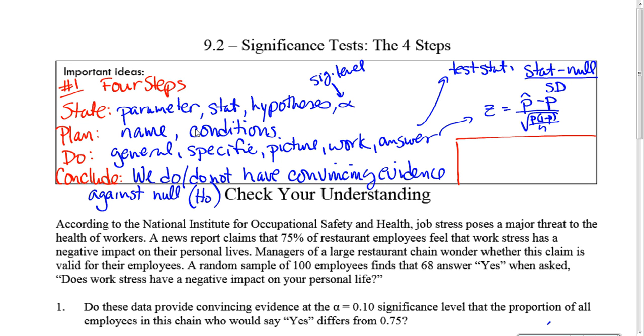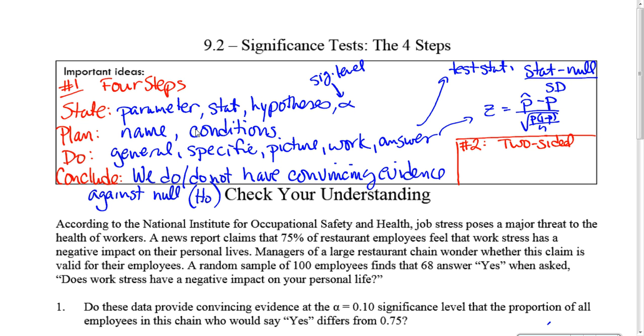Last little thing over here, which we're going to actually do down here in the check for your understanding. Big idea number 2. If it's a 2-sided setup, so you're saying that we don't care if it's less than or greater than. So far we've only done like we're testing that p is less than or p is greater than. Let's say we just care that it's not the number that we're saying.